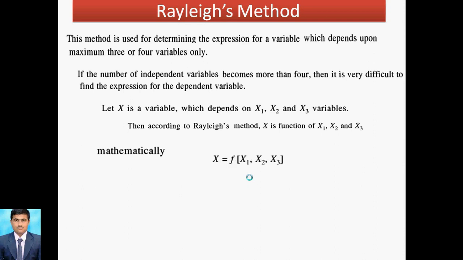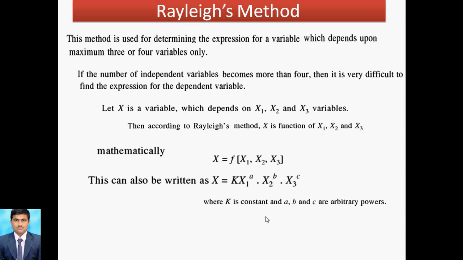So x is your variable, and these are the three parameters, that is x1, x2, x3. These are the functions. So x is a variable and it depends on x1, x2, and x3. So this can be written in Rayleigh's method in exponential format, capital X as it is. For the function, you can write k x1 raised to small a, x2 as it is raised to b, x3 raised to c. So a, b, c are the values. We can say that a, b, c are the arbitrary powers and k is the constant.